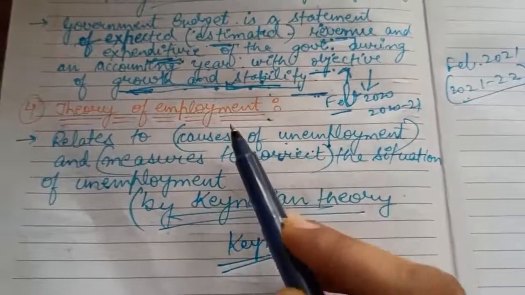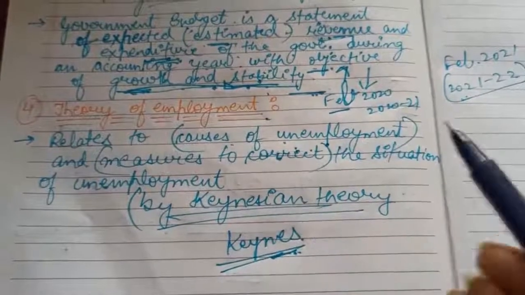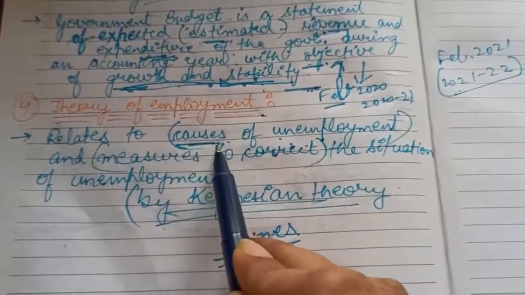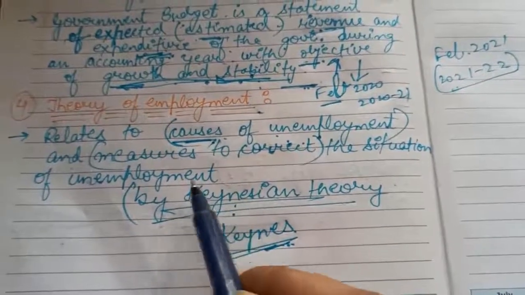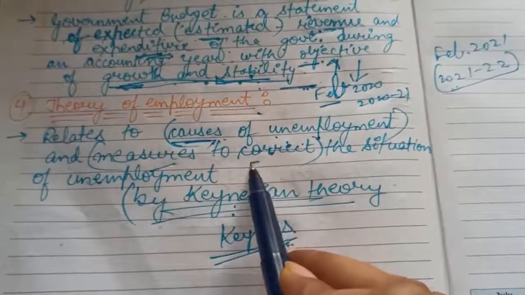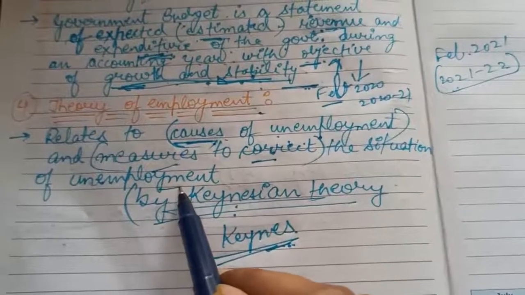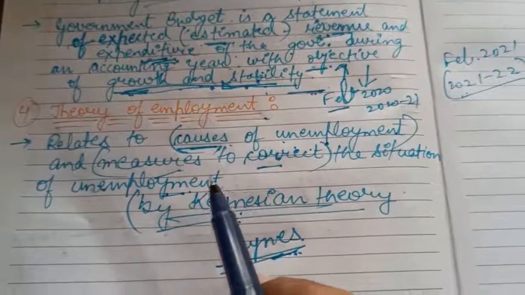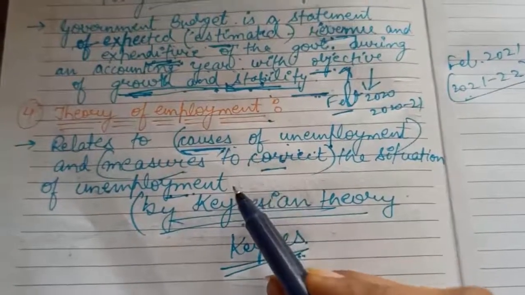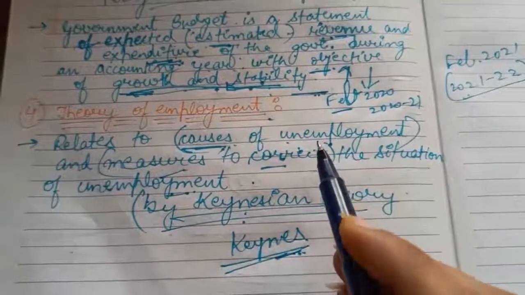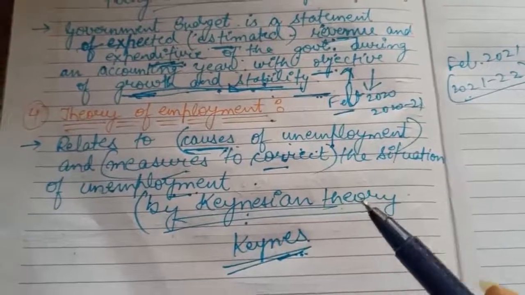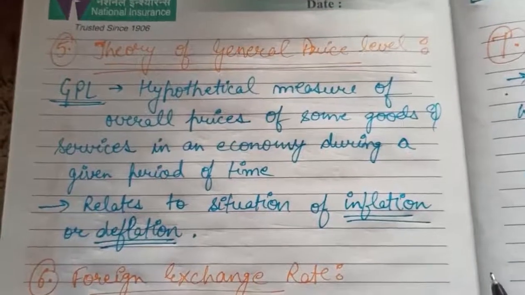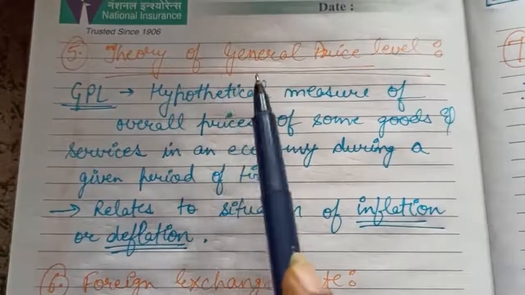So in this theory we will come to know about the causes, what are the basic causes of unemployment in an economy, and Keynes has given various measures to correct the situation of unemployment, that is how we can tackle the situation of unemployment in a particular economy. As we know that unemployment is not a good situation for a country, therefore we need to correct it as soon as possible. The next point under the scope of macroeconomics is theory of general price level.